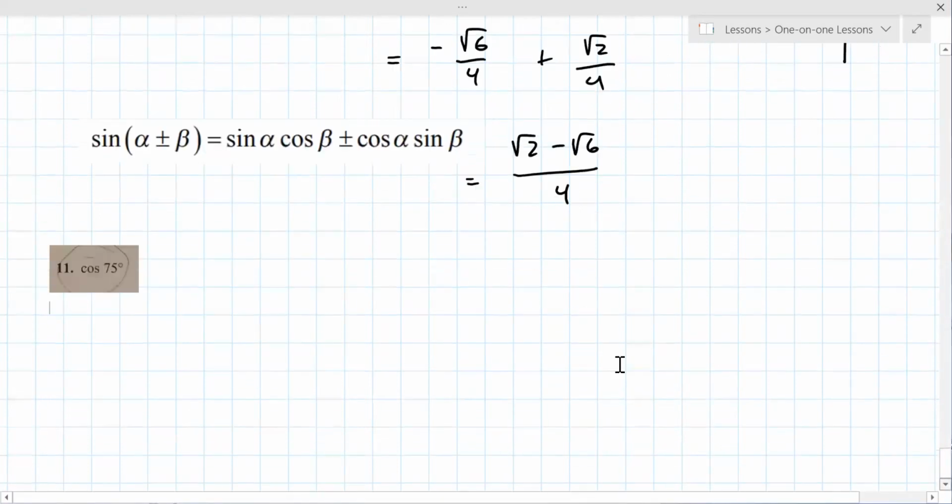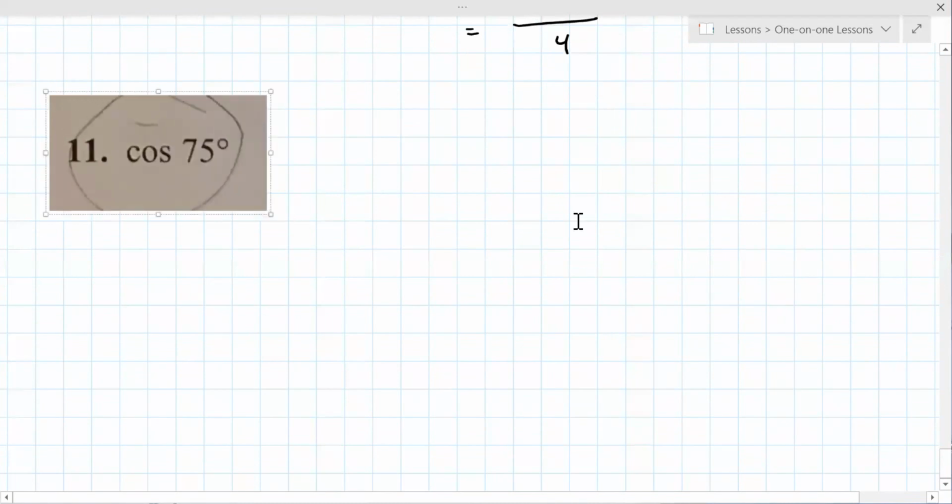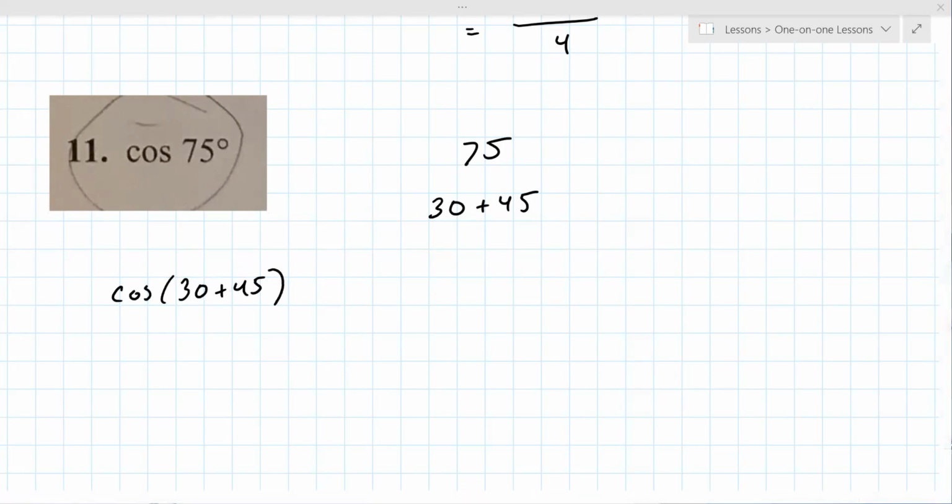All right, so think of two numbers that are nice that add up to 75. Hopefully these are the ones that you came up with, 30 and 45. They have to be on the unit circle, values that you know. So this is cosine 30 plus 45. The order doesn't matter here. You could do 45 plus 30. It is a different sum and difference formula though. So we've got to grab the other one this time and make sure we have it down.